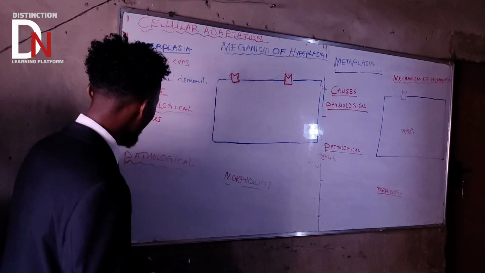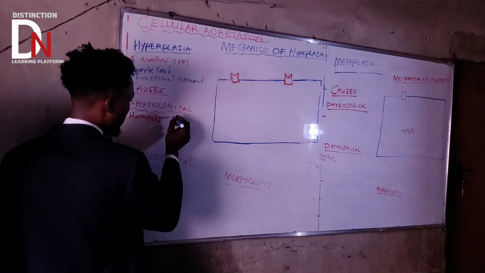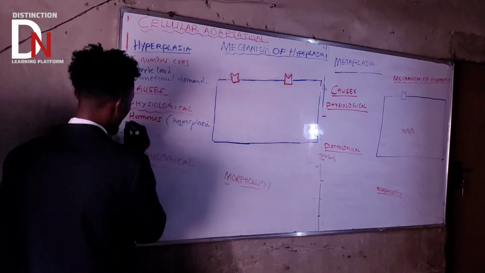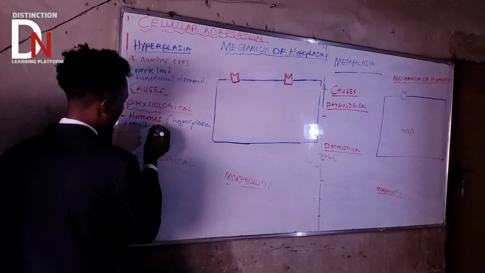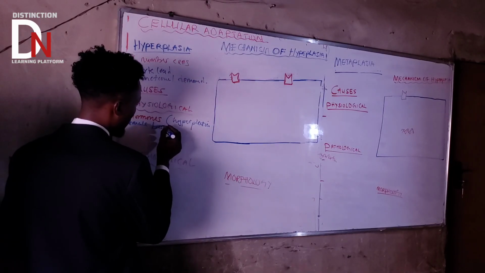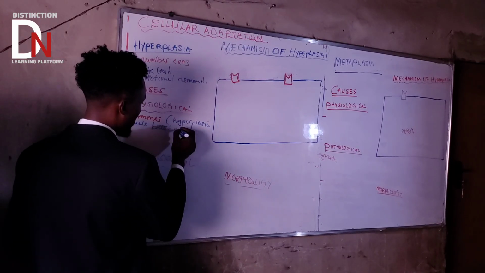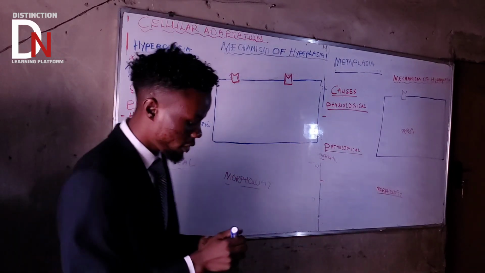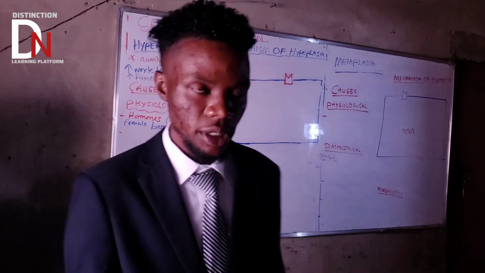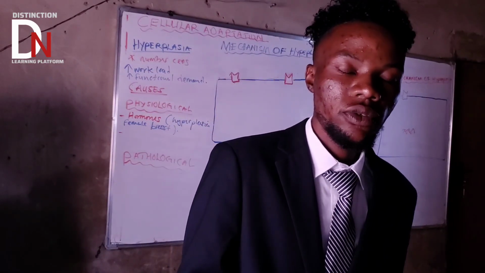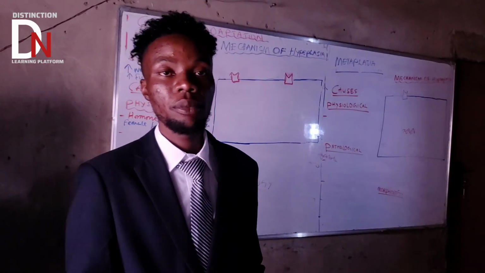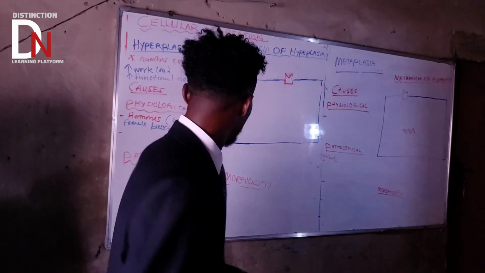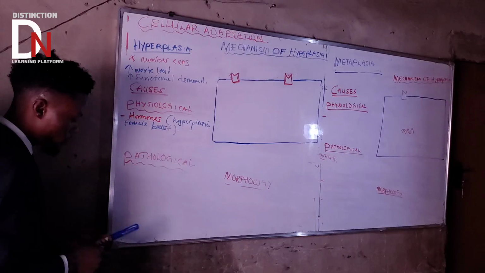Remember that there is hyperplasia of the female breasts. So hyperplasia of the female breasts is due to what? When a female reaches puberty, during lactation and also during pregnancy, there will be hyperplasia of the breast. What else? There is another one that can cause what?